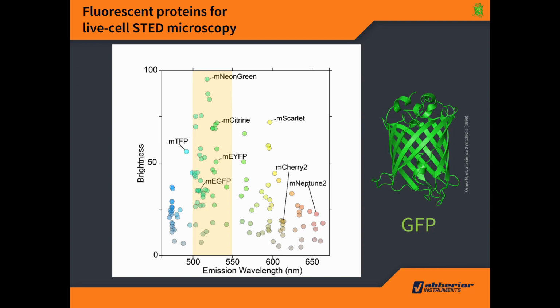Fluorescent proteins come in a wide range of colors, starting in the blue-green range with mTFP, followed by GFP variants like eGFP and the highly bright mNeonGreen, and the more red variants like mScarlet or mNeptune. As you can see here, the brightest species, and therefore the ones most suitable for STED, are in the 500 to 550 nanometer emission wavelength range.